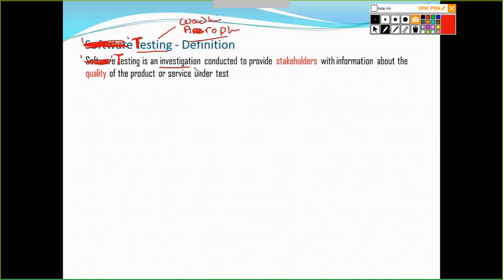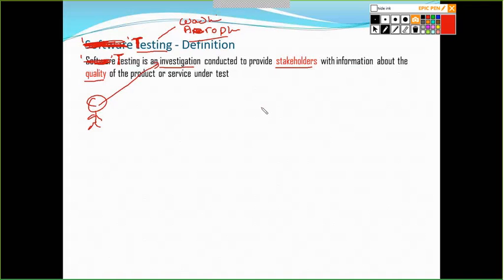Testing is an investigation conducted to provide stakeholders with information about the quality of the product or service under test. What does this mean, right? Why do you call this testing an investigation? I am a tester. I'm not an investigator. What do you mean by this?